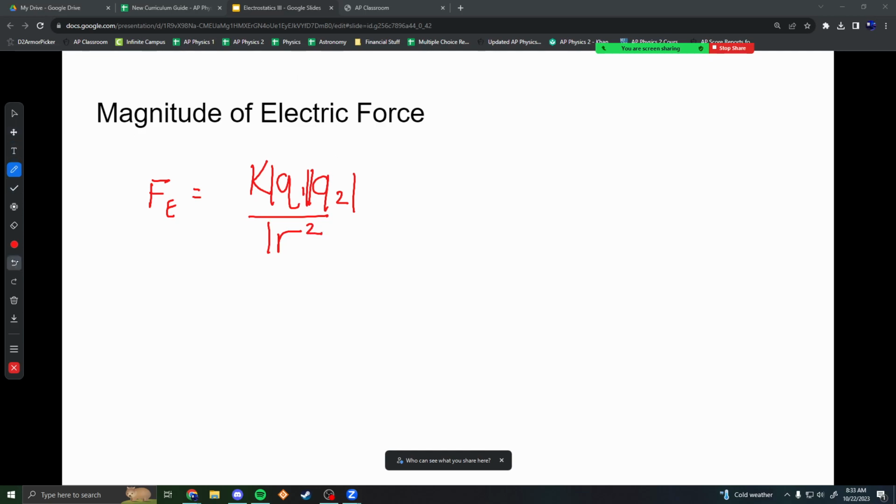Sorry, I shouldn't have put that there. But R is the distance between them, so if you have charges 1 and 2, it's the distance between 1 and 2. K is the Coulomb constant, or the electrostatic constant, it's called a lot of times. It is equal to 9 times 10 to the 9 Newton meters squared per coulomb squared. Q1, this is the absolute value of the net charge on one object.